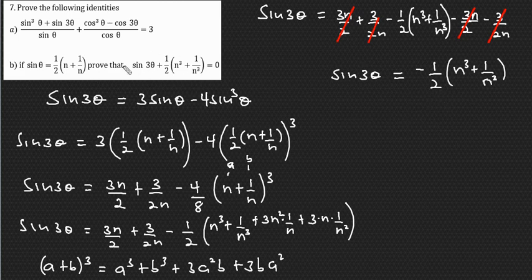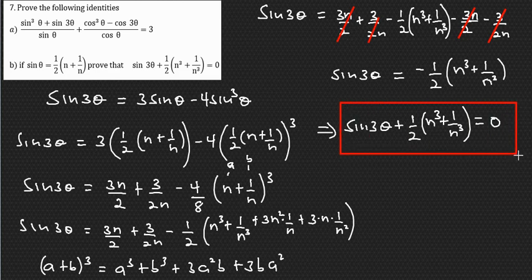So as you see, what is needed we have already achieved if we bring this to the left hand side. So this implies that sine 3 theta, minus becomes a plus when it goes across, so plus a half of n cubed plus 1 over n cubed will be equal to 0. So this is the proof, implying that the left hand side and the right hand side are equal.